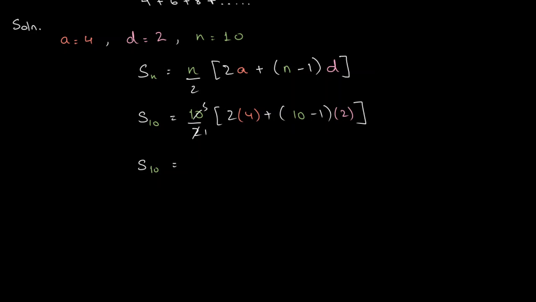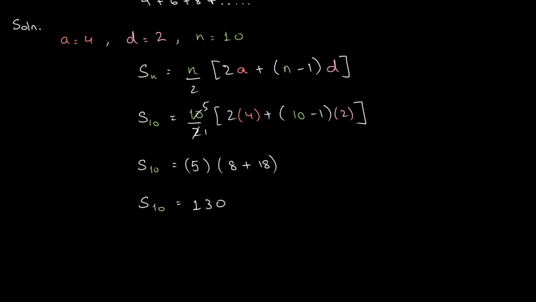2 fives are 10, so I have a 5 outside the bracket. Inside the bracket, 2 and 4 is 8, 10 minus 1 is 9, 9 into 2 is 18. So I have 8 plus 18 in the bracket. Therefore S10 is equal to 5 into 8 plus 18 is 26, 26 into 5 is 130. So this is my answer.